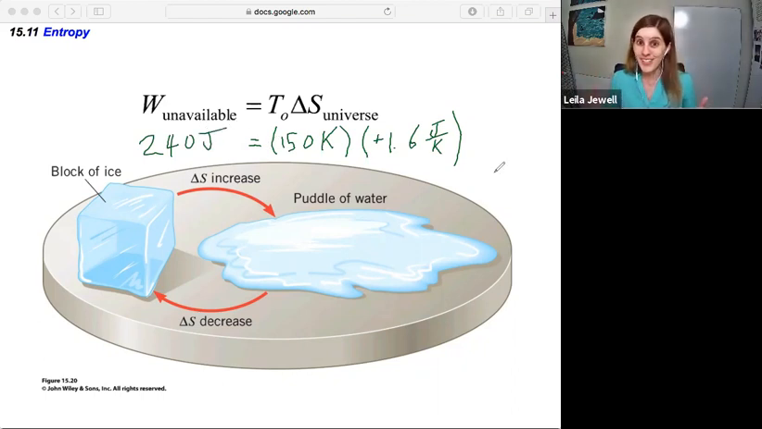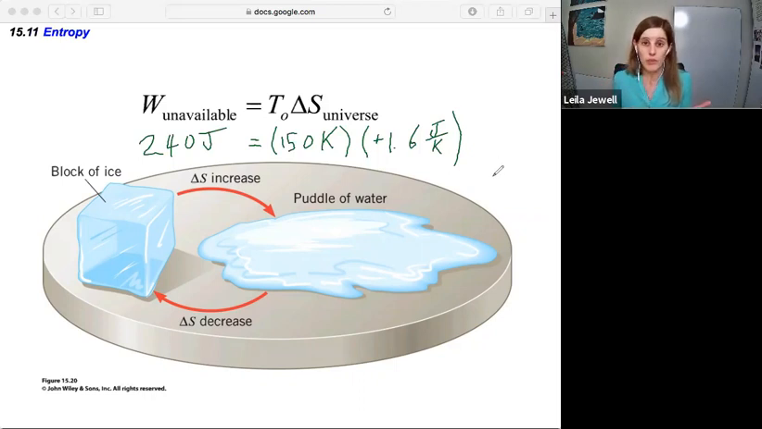We're able to calculate how much work is unavailable by using entropy. This is awesome. It's really cool to see how that plays out. And this is true for any irreversible process, that we are going to lose energy in this way. Reversible processes don't have the problem of having an increase in entropy, right? So they don't lose work available in the same way.